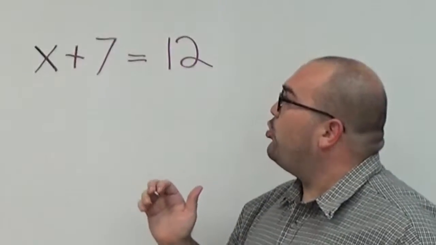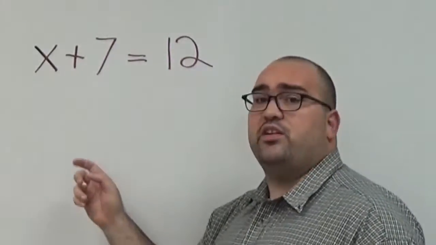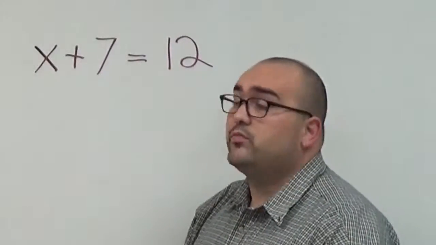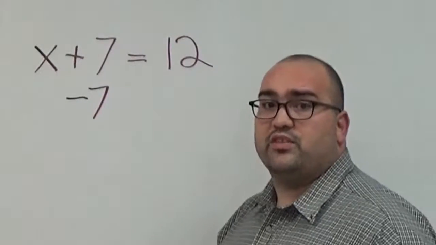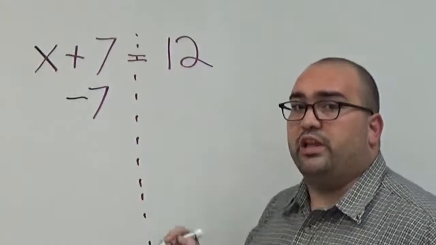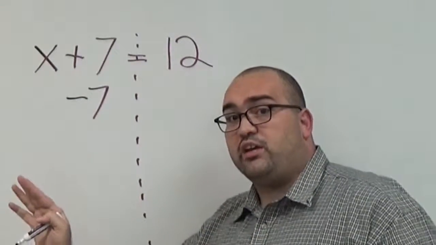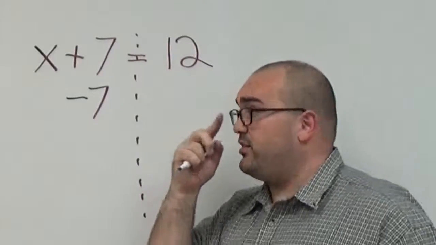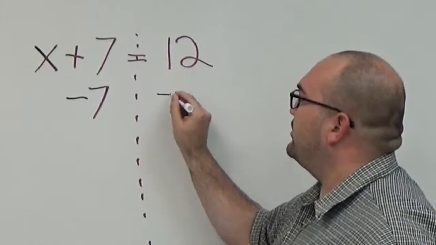So to do that, we need to kind of undo this plus 7. The opposite of addition is subtraction. So I'm going to subtract 7 from this side. Create this little line here. Whatever we do to one side of the equal sign, we have to also do to that side. So since I subtracted 7 here, I'm going to subtract 7 here.